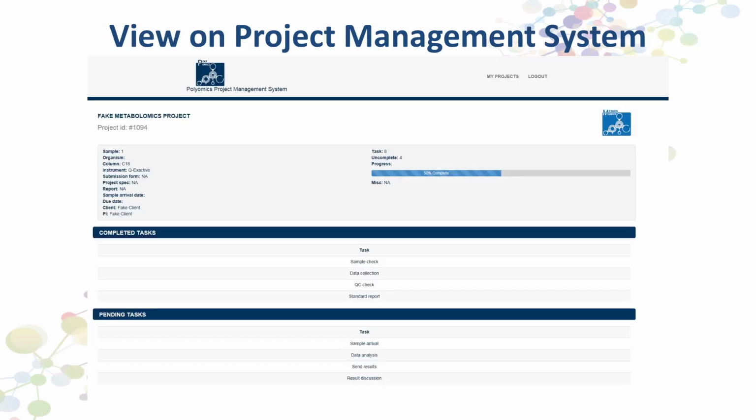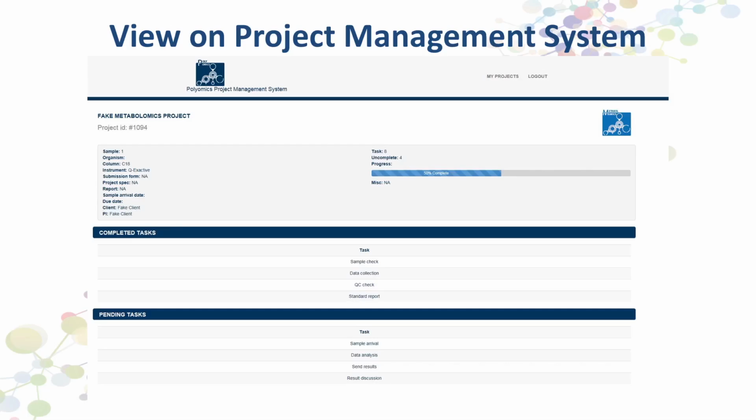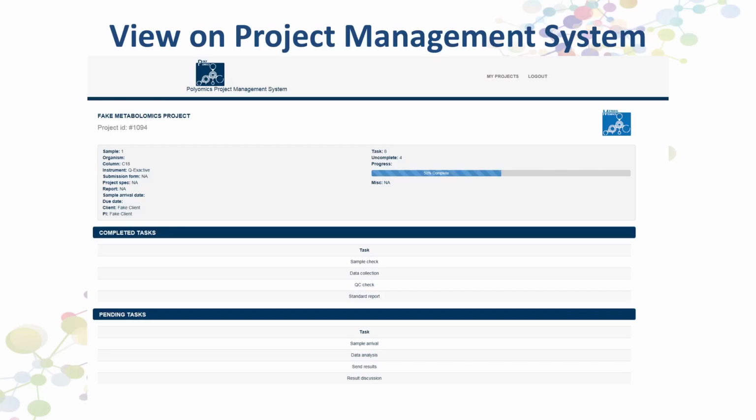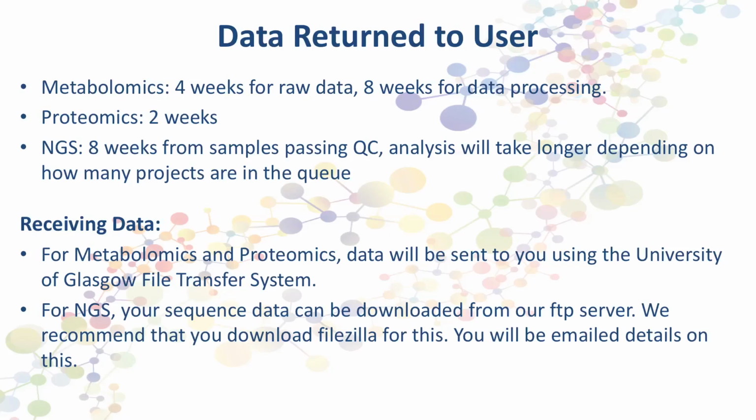Here you will be able to track the progress of your samples. Your samples will be added to the queue to be processed and analysed. You can log in at any time using the link emailed to you to track your samples. Once logged in, you can view the project and see the project ID as well as the details on the project. You will also be able to view the progress of your samples through the progress bar and see any completed or pending tasks.